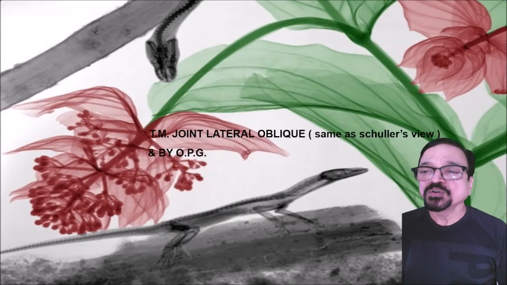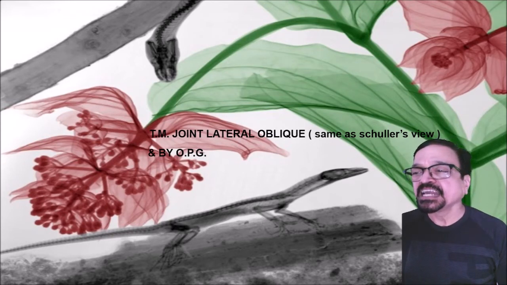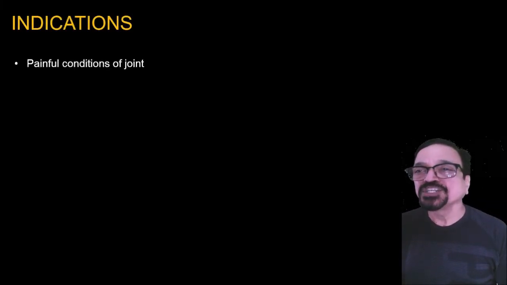Now we'll go to the next projection, that is TM joints. TM joints can be taken by lateral oblique. As we have seen, these projections are the same as Schuller's view. We take Schuller's view for the mastoids, but the TM joint will also be well projected. The other is by orthopantomography, where the technique will be described separately, because in OPG there is not much positioning of the table, except that if we are projecting the TM joint, we have to take open and closed mouth views.